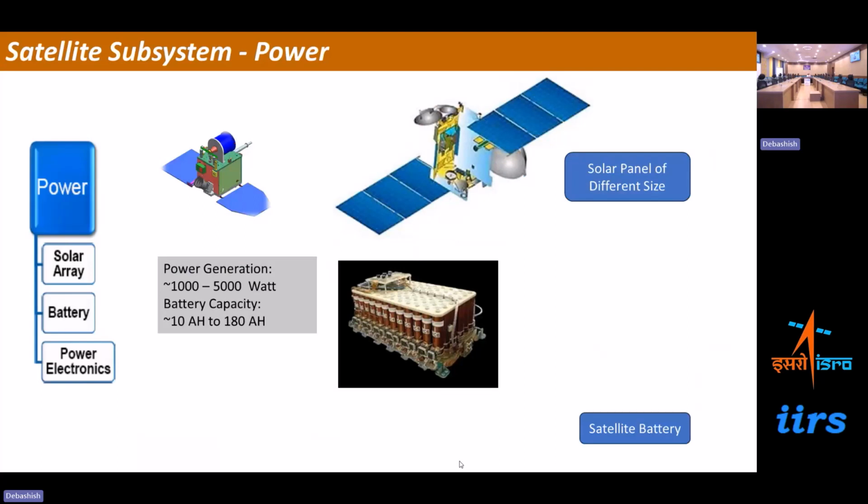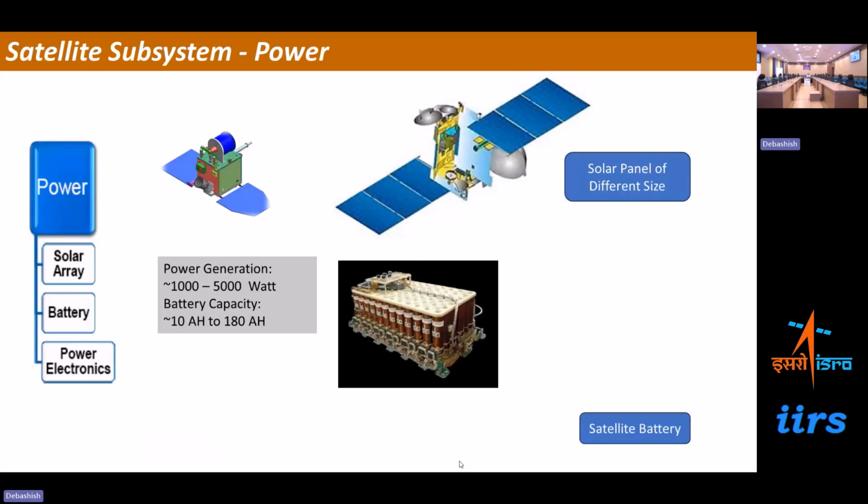Battery design is also one important parameter. Based on the satellite bus, you need some battery. Here, typically we talk about battery capacity in terms of AH. AH stands for ampere hour. So maybe we have 10 ampere hour, and wherever more battery power is required, the capacity can be 180 AH. Based on the application of the satellite and the power requirement, we choose the battery.